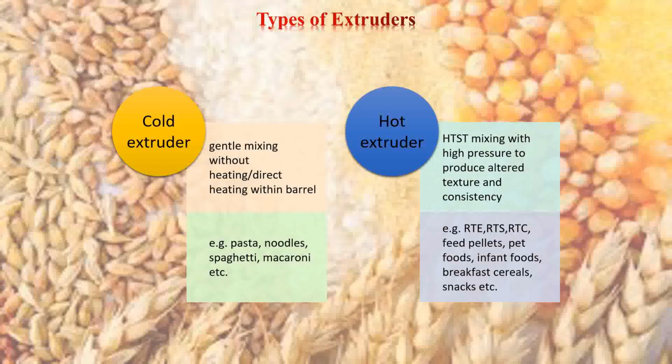wet extrusion machine and dry extrusion machine. In the wet extrusion machine, the moisture content is almost 20 to 30% within the extrusion chamber, or it might be at most 40% when vegetables and fruits are subjected to extrusion.